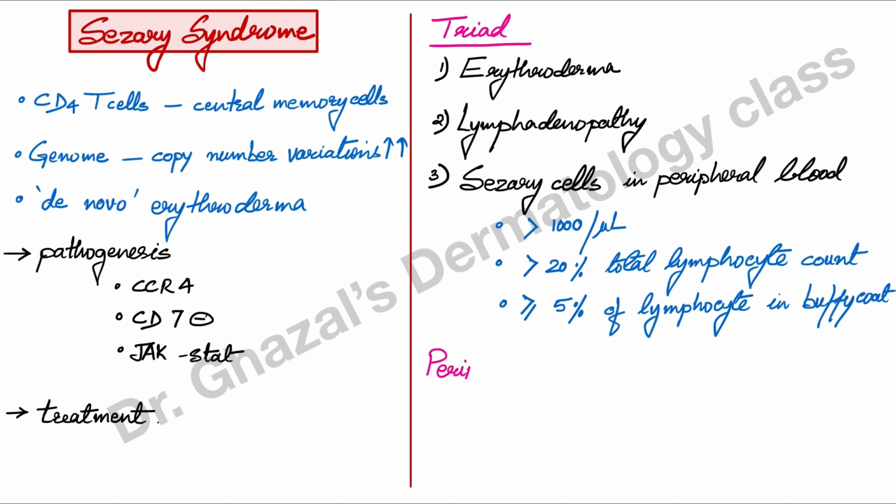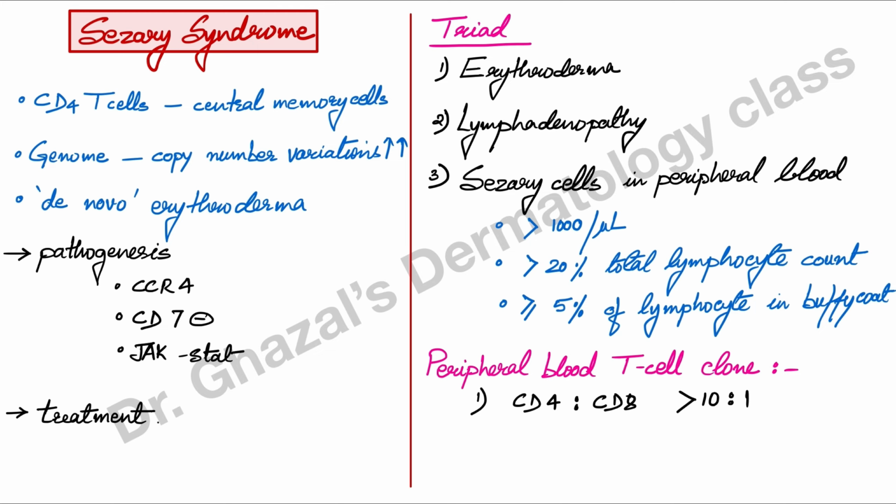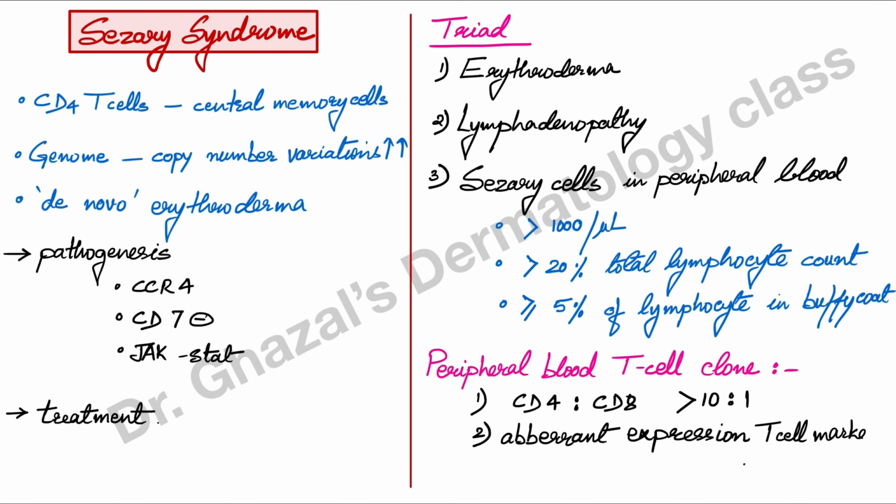There should be some evidence of a peripheral blood T cell clone. It can be proven by any of three things. First, the CD4 to CD8 ratio is more than 10:1, or there is an aberrant expression of CD cell markers, like CD7 may be negative. And the third one, T cell receptor gene analysis shows some evidence towards Sezary syndrome.